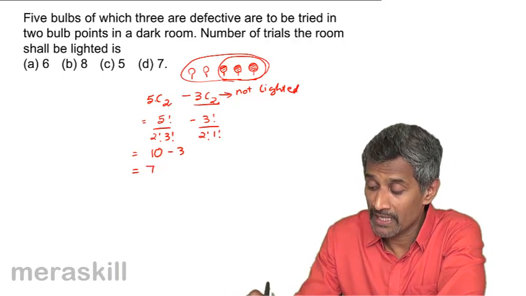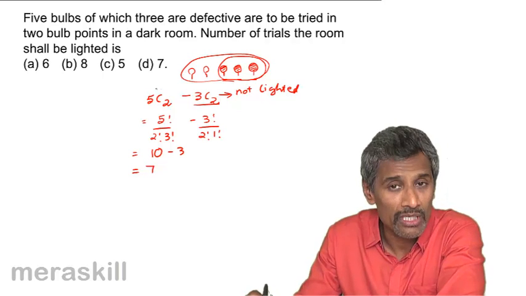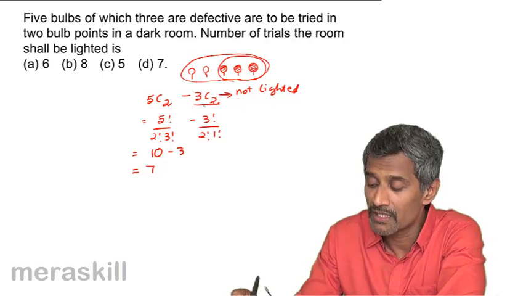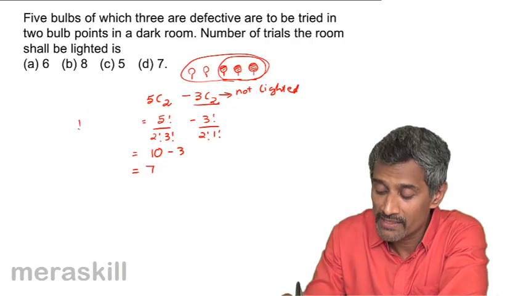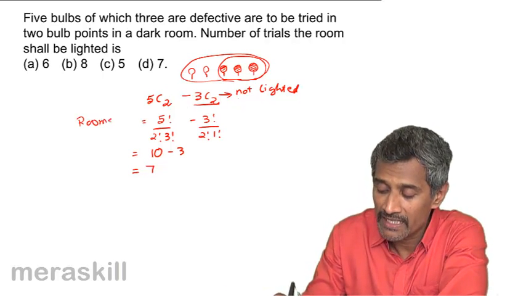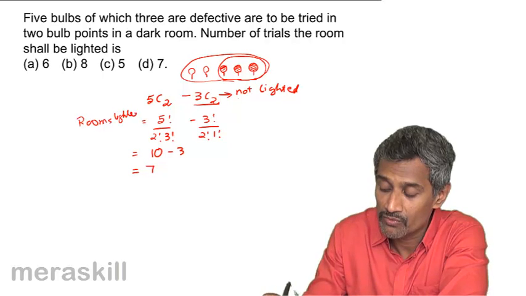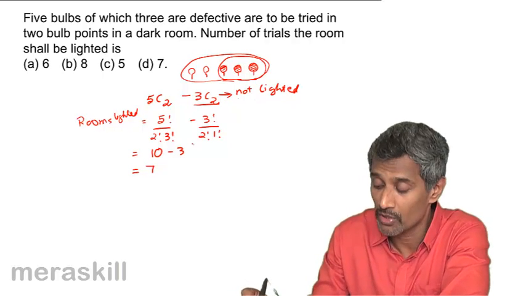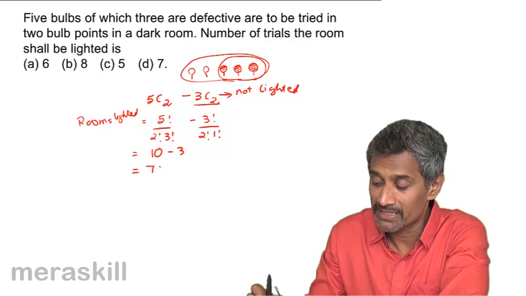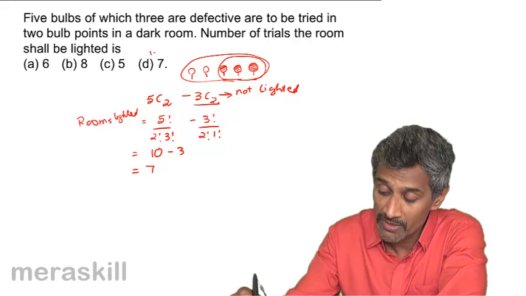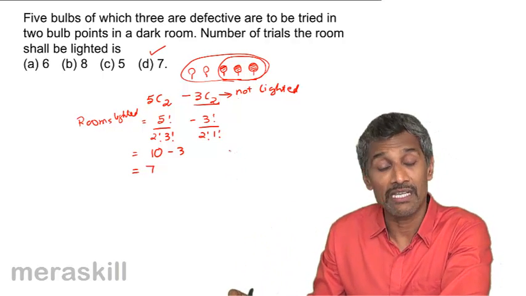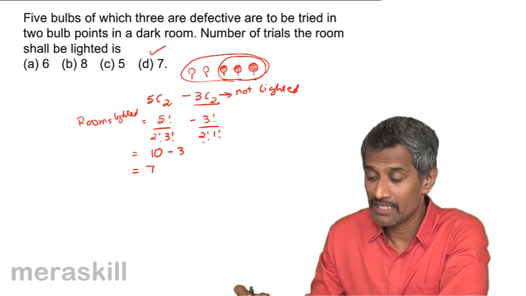The total number of times the bulbs are tried, minus the number of times the room is not lighted, will give you the number of times the room is getting lighted. The number of times the room is getting lighted is the total number of trials minus the trials in which the room is not lighted. That is turning out to be 10 minus 3, which is 7. So there are 7 trials in which the room will definitely get lit.